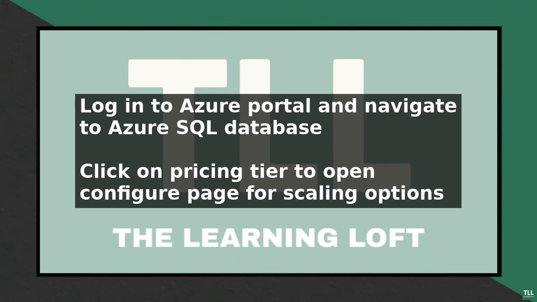First, log into the Azure portal and navigate to your Azure SQL database. In the Overview section, you will see the current pricing tier and the database transaction units. If you need to scale up, click on the pricing tier to open the Configure page.